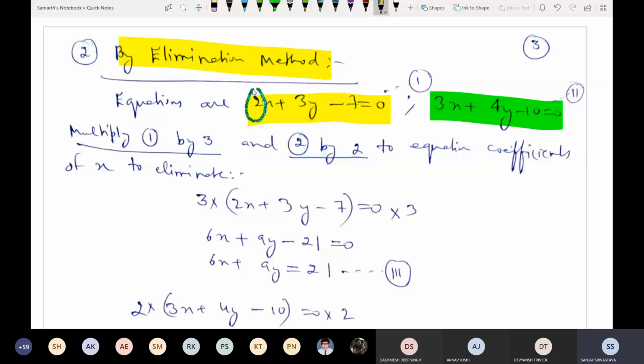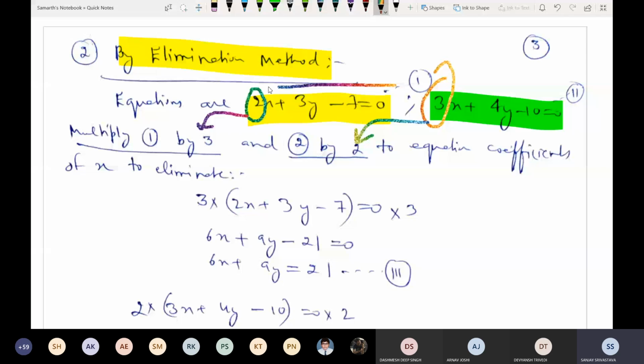Equation number 1, when you will multiply by 3. So 3 into, the whole equation is multiplied both the sides by 3. Just remember, you can't multiply only on one side. And if you multiply any equation by the same number on both the sides, it will not make any difference. You're already aware of this. So 3 into 2x will give you 6x plus 9y minus 21 equal to 0, that is 6x plus 9y equals to 21.